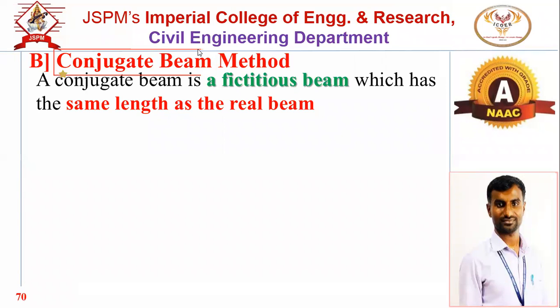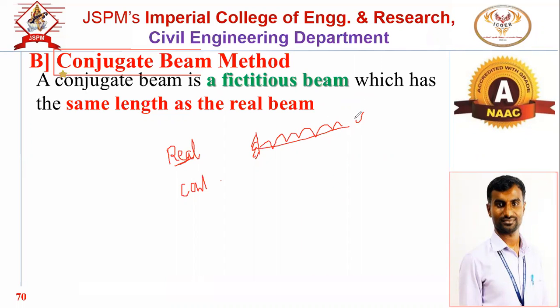Now there are two concepts. First, the real beam, and second, the conjugate beam. Now what is the real beam? The beam given in the problem or the numerical for which we want to find out the slope and deflection. रिअल बीम काय असेल? म्हणजे प्रॉब्लेम मध्ये जो बीम दिलेला आहे तुम्हाला, सिम्पली सपोर्टेड बीम असेल, कॅन्टिलिव्हर बीम असेल, ओव्हरहँगिंग बीम असेल, ठीक आहे, और फिक्स्ड बीम असेल.